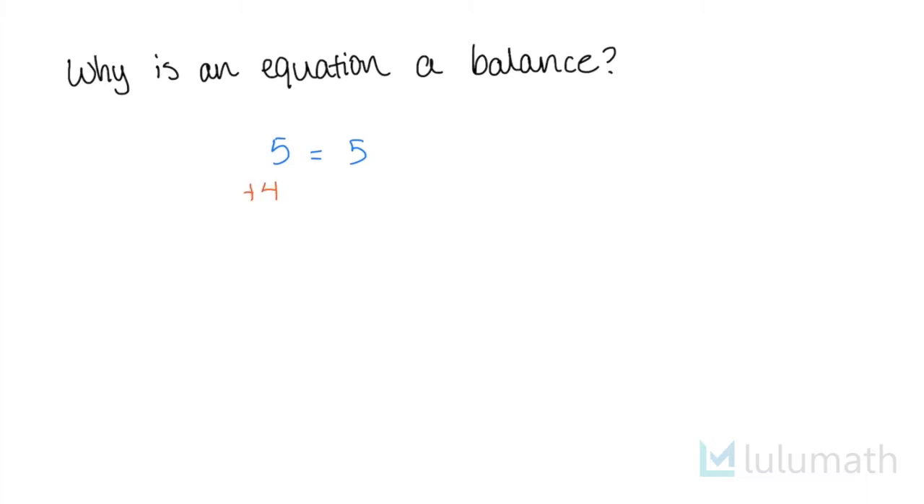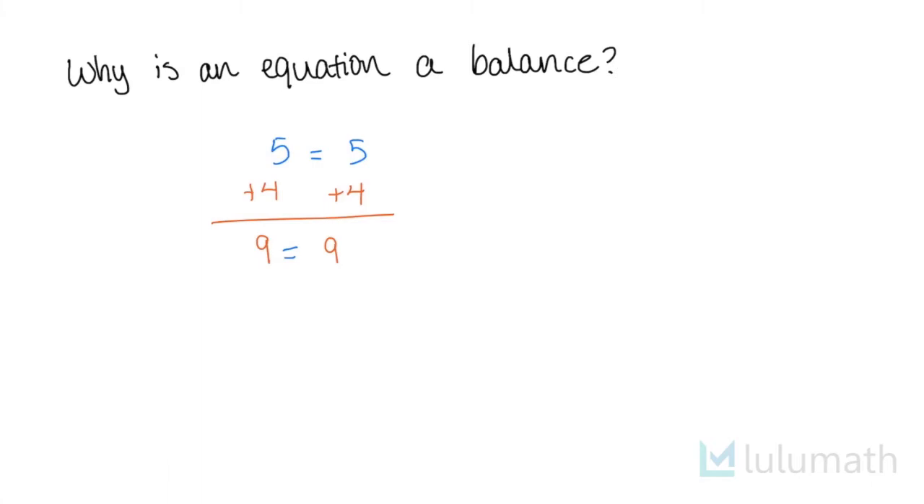So if I add 4 to the left side of my equation, the left side of my equation is 9, but the right side of my equation is still 5, which is not true. 9 is not equal to 5. So this is no longer an equation. It's an inequality. It doesn't work. And the only way that I can balance this out is if I add 4 to the other side. Now I'm back to having an equation because my two sides are equal to each other.